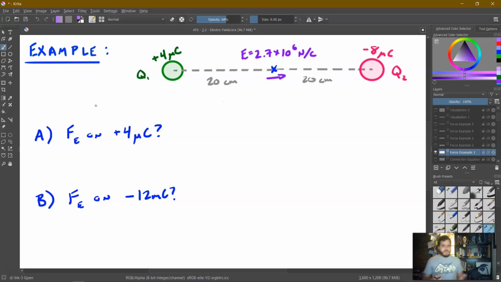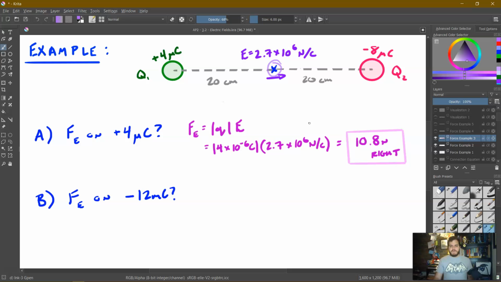Alright, well hopefully you gave it a go, but now let's go through these one by one. If I want to know the force if I'm to place right here a plus 4 microcoulomb charge, I just multiply that charge by the electric field strength. Plug those numbers in, nice and easy, 10.8 newtons, and it would be to the right, because this is a positive charge, it goes with the electric field. So it would experience a 10.8 newton force.